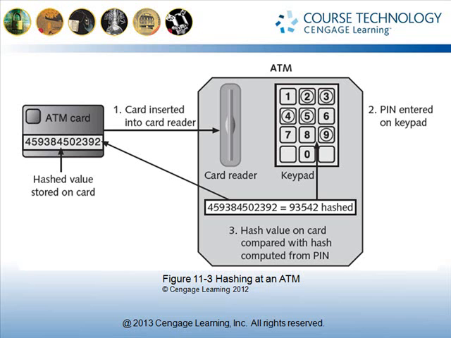Here we see the card is entered into the card reader. The individual enters their PIN on the keypad. The hashed value on the card is compared with the hashed value that is computed from the PIN that's entered, and if they're the same, then we can assume that the individual is who they claim to be.